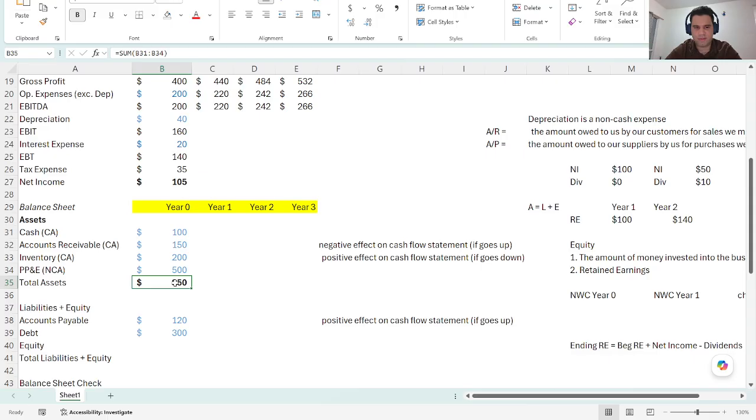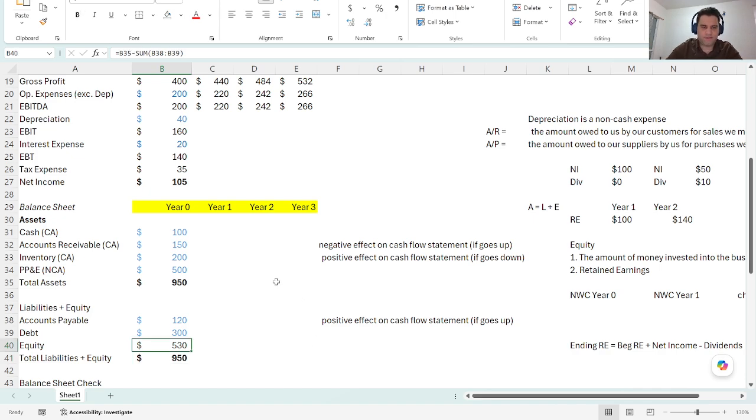Liabilities plus equity, we have accounts payable as 120, debt as 300. Now the golden equation in accounting is that assets should always equal liabilities plus equity. Our total assets sum up to 950. Total liabilities and equity should sum up to 950 as well. So if accounts payable plus debt is 420, it means that equity should be the difference between total assets and these two line items. So we can do total assets minus the sum of these two line items, close brackets, and then auto sum. And we get total assets equaling total liabilities plus equity.